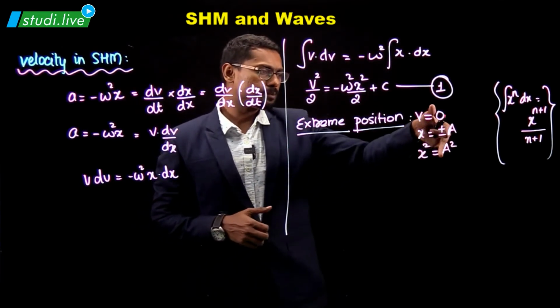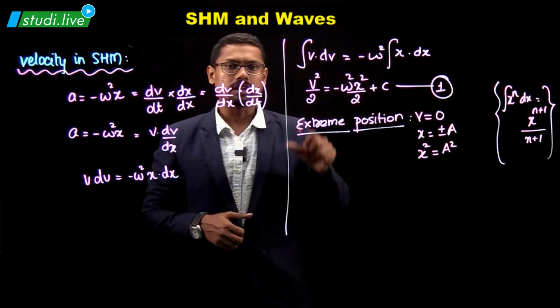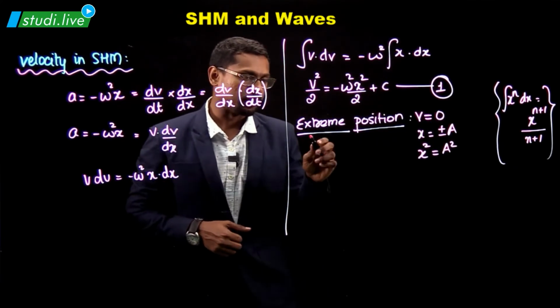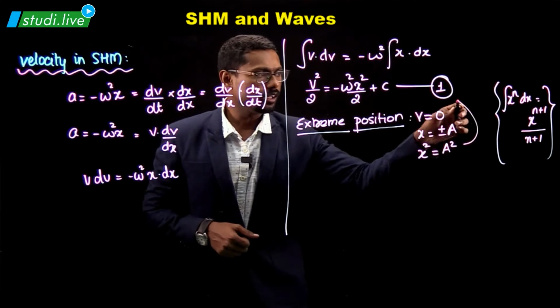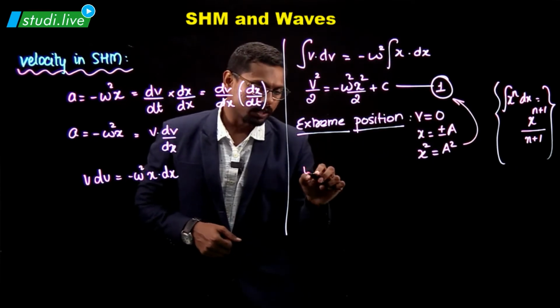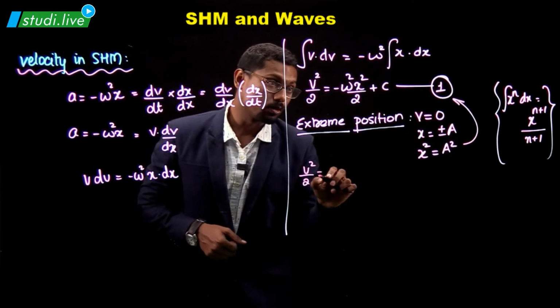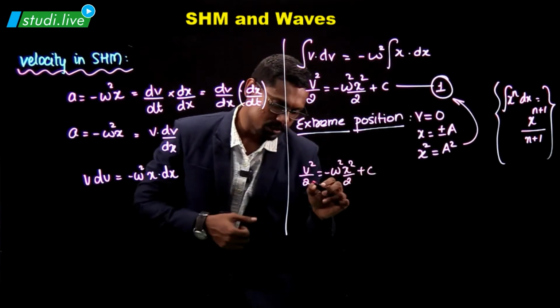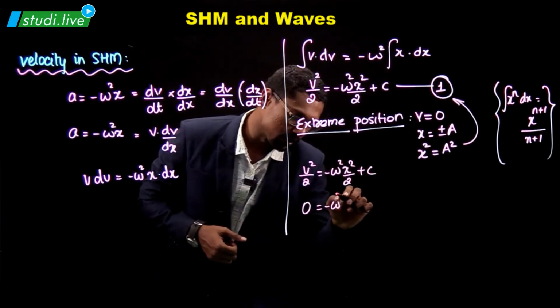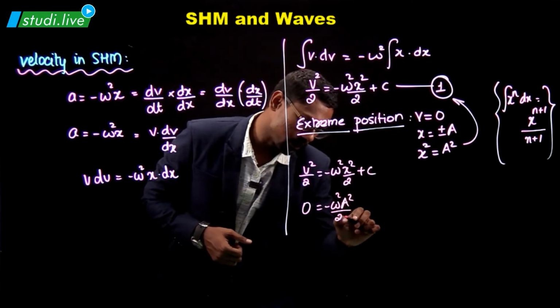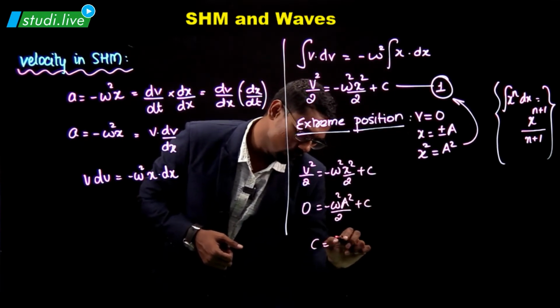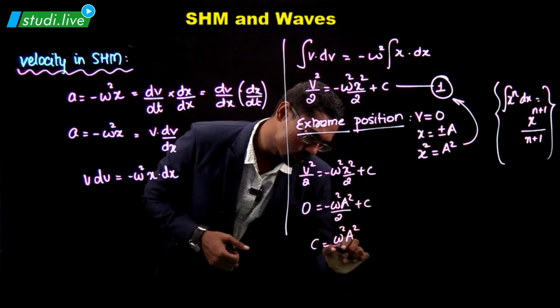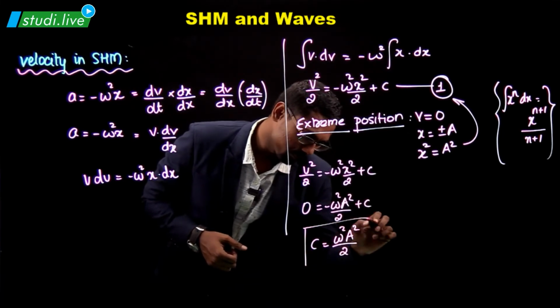My next job is putting everything from here into this and finding out the value for c. Let's substitute into this equation. v square by 2 is equal to minus omega square x square by 2 plus c, right? Substitute. This becomes 0, this becomes minus omega square a square by 2 plus c, and therefore the value of c is omega square a square divided by 2.